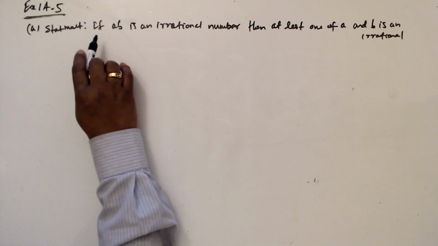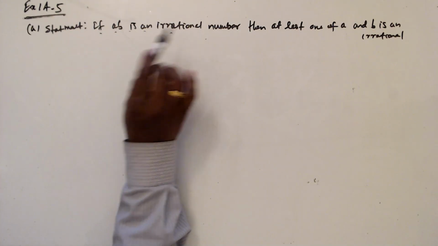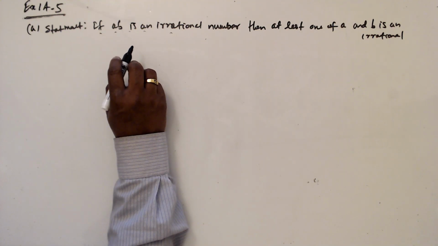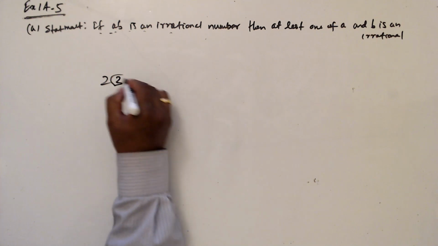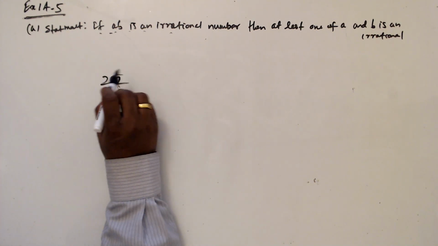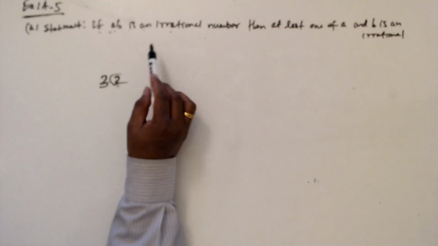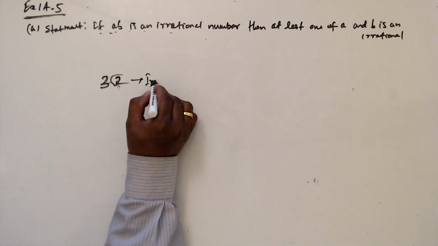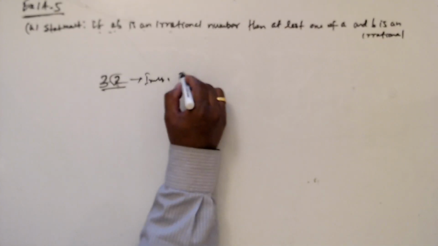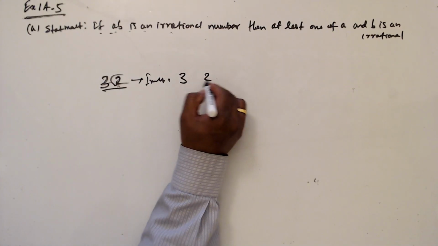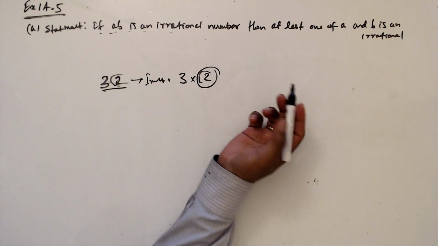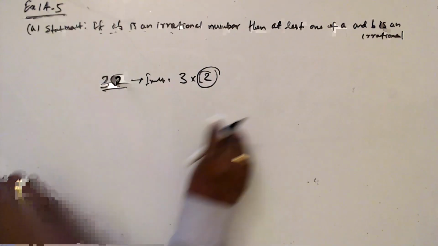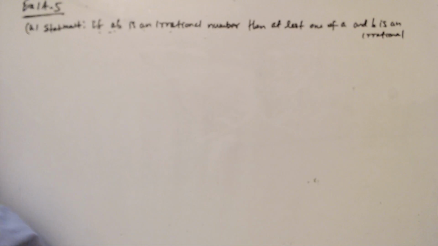Statement, question number 5: if AB is an irrational number, then at least one of A and B is an irrational number. So AB is an irrational number. If you take 2 square root 2 or 3 square root 2, so we know that this is an irrational number. Then we know that this is 3 and square root 2 multiplied together. So we know that one is irrational. This is true. Now we need to prove that.